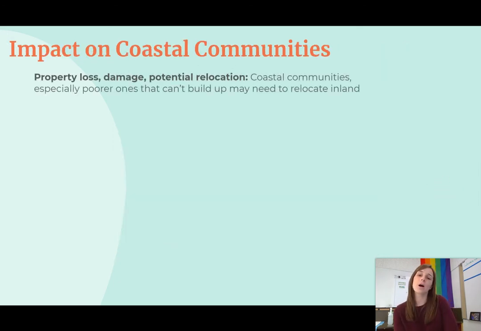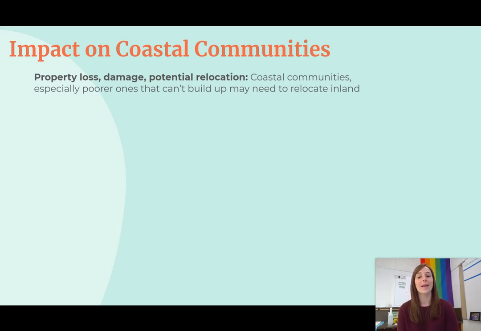Now, what is our impact on coastal communities? Well, if we are going to get more rising of the oceans, and if you're on the coast, that's going to be a bummer. You're going to have property loss, damage. You might have to move. Like if you are now underwater, you can't keep having your house there. So you're going to have to go to a different location.